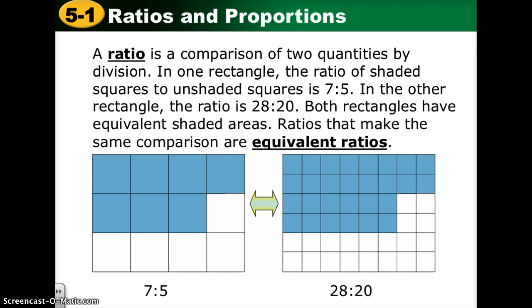Both rectangles have equivalent shaded areas. Ratios that make the same comparison are equivalent ratios. So even though the numbers are different, 7 to 5 and 28 to 20 are equivalent ratios because they cover the same amount of area, just matched up in different size squares.